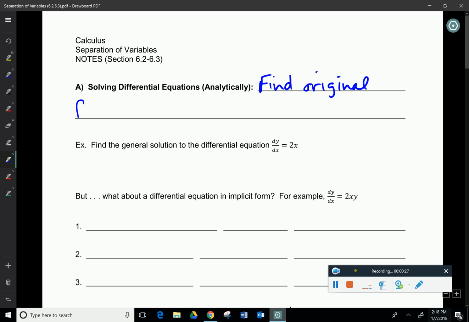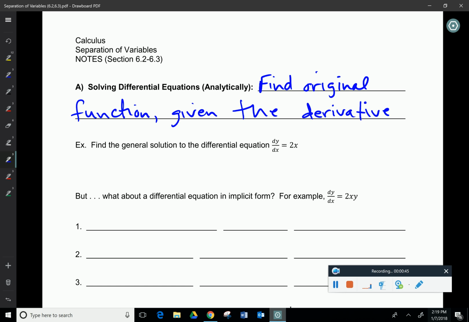Find the original function if you are given the derivative. Okay, now we all know we've done this before. You can find the original function from the derivative by integrating. But what I want you to think about is if you integrate and we normally have the plus c, that means you're finding the general solution.